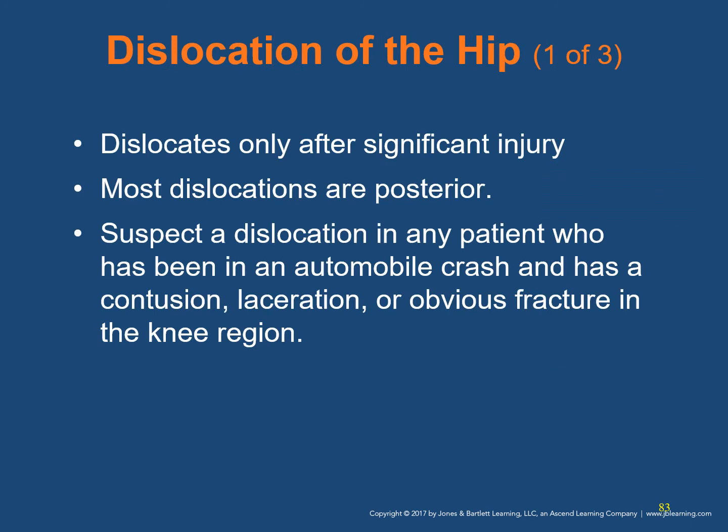Dislocations of the hip. The hip is a very stable ball and socket joint that dislocates only after significant injury. Most dislocations of the hip are posterior, most commonly occurring as a result of a motor vehicle crash, in which the knee meets with a direct force and the entire femur is driven posteriorly. You should suspect a hip dislocation in any patient who has been in an automobile crash and has a contusion, laceration, or obvious fracture in the knee region.